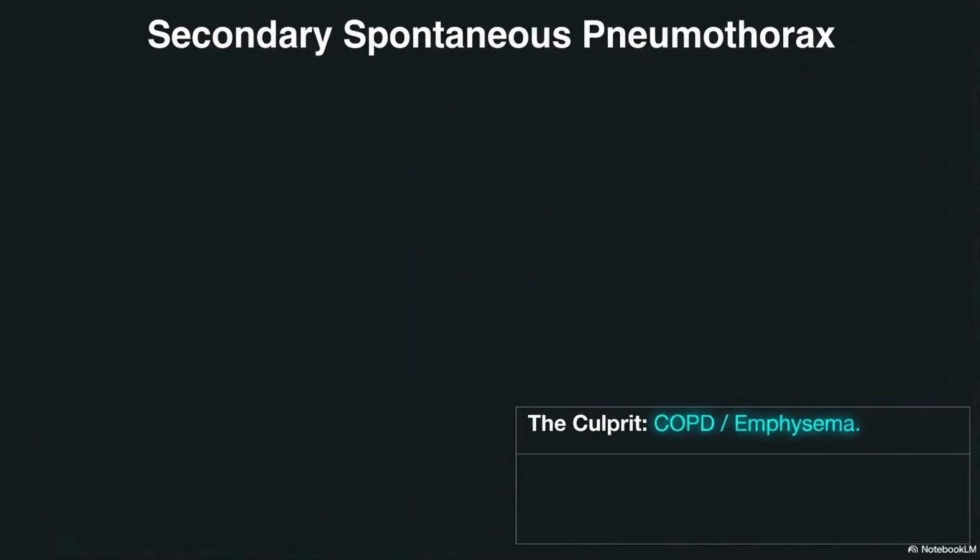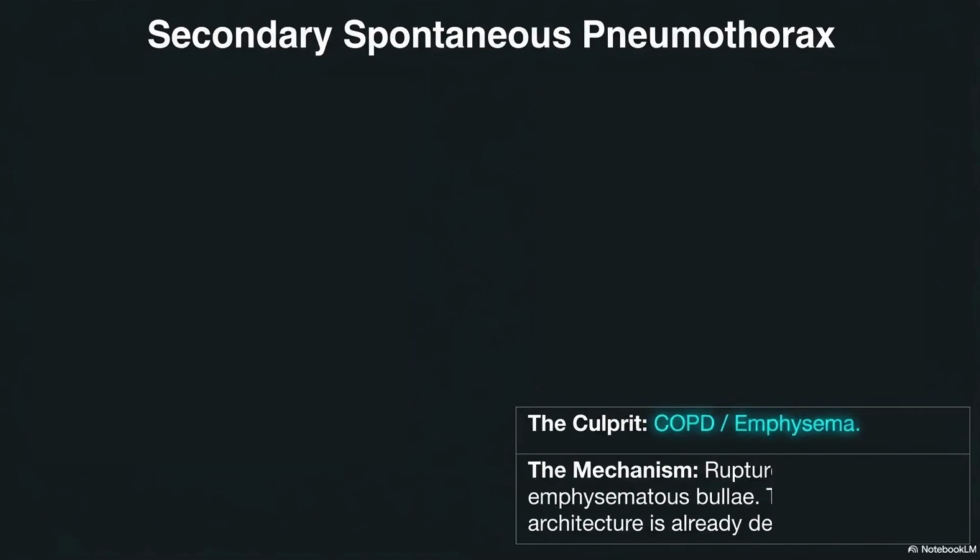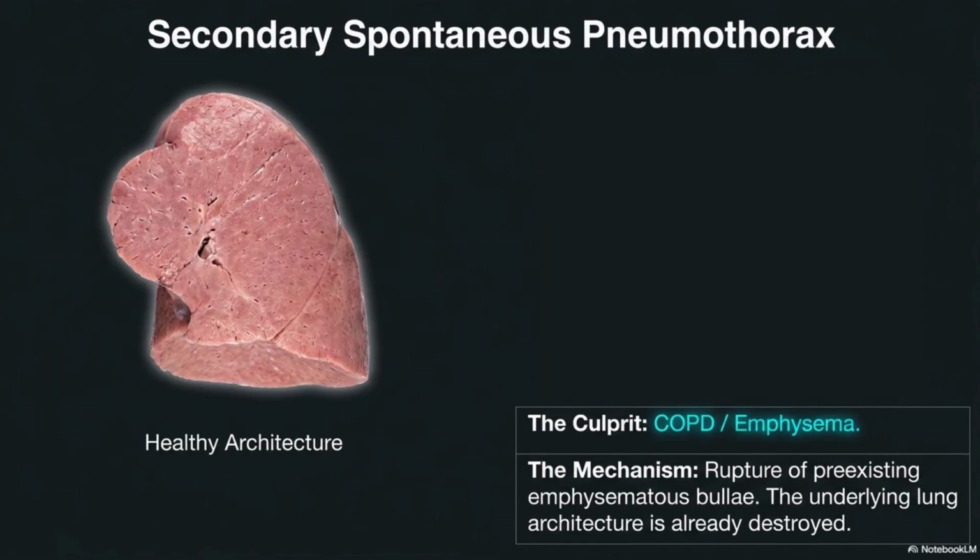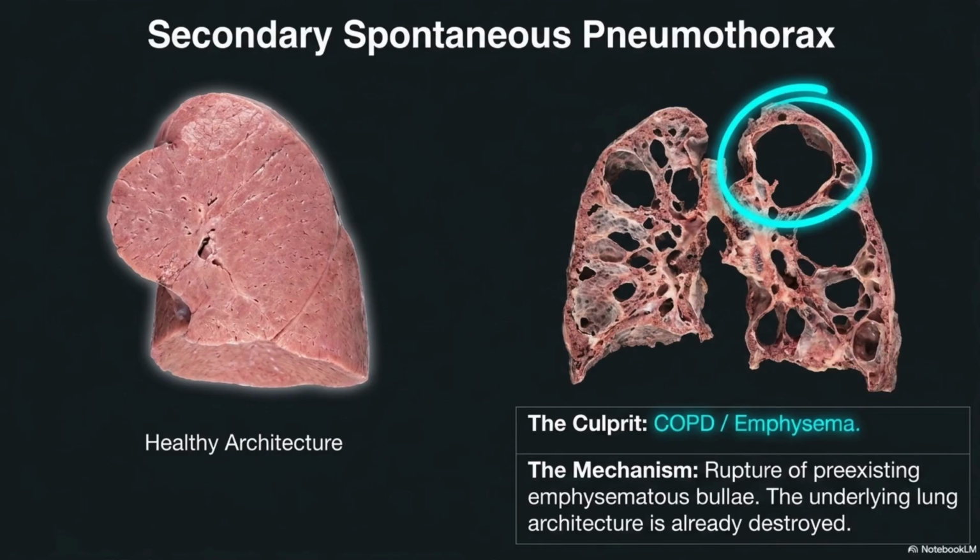Contrast that with the secondary spontaneous pneumothorax. Here the culprit is chronic: it is COPD and severe emphysema. The mechanism is the rupture of pre-existing emphysematous bullae. Unlike the primary variant where the lung is healthy, in a secondary pneumothorax you can see that the underlying lung architecture is already profoundly destroyed.